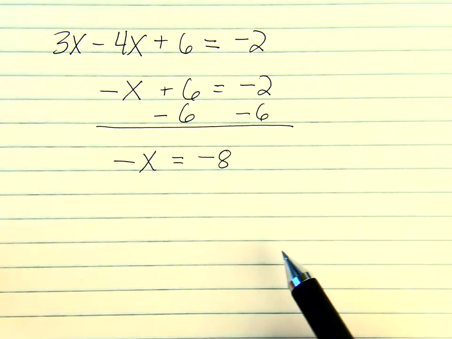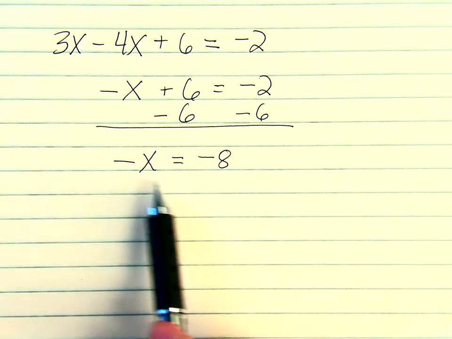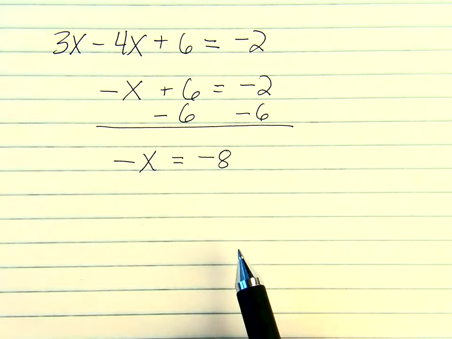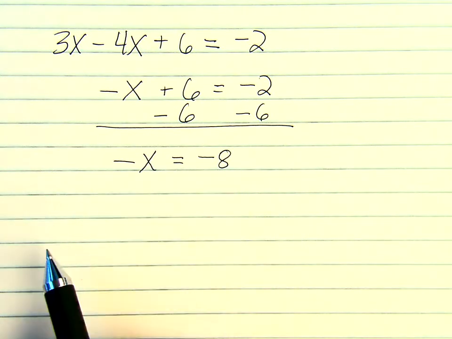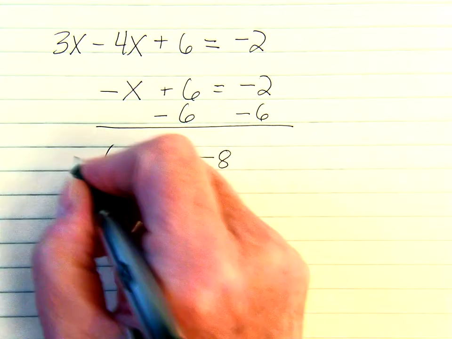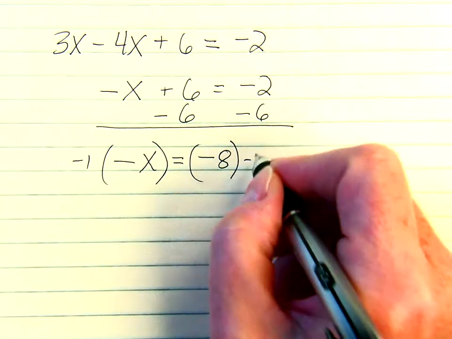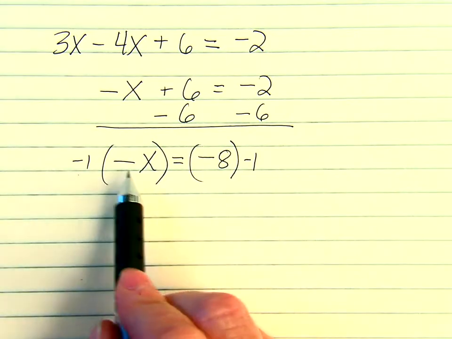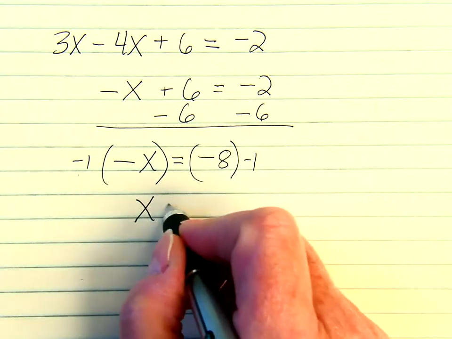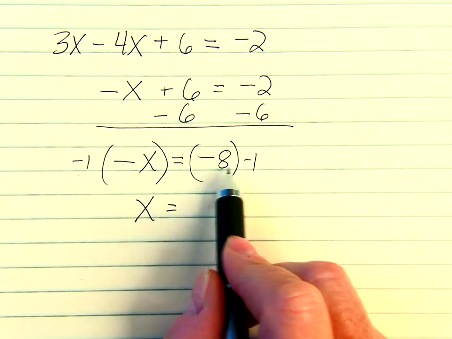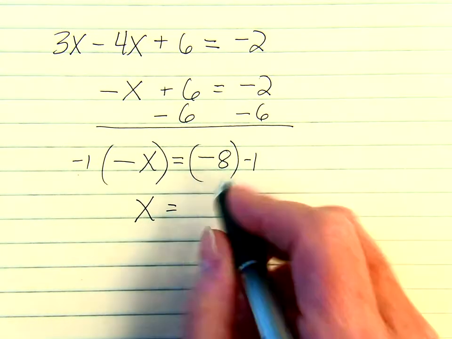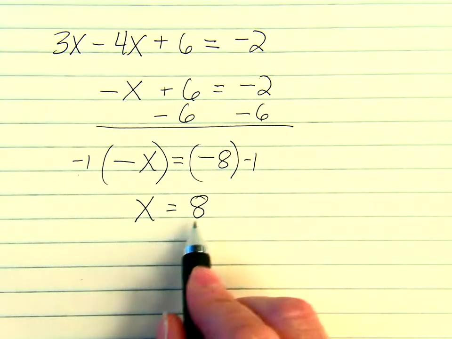Now, there's two ways to take care of this. We can either multiply both sides by negative 1, or we can divide both sides by negative 1. I'm going to go ahead and multiply by negative 1, and I'm going to say negative 1 times negative x gives me a positive x equals negative 8 times negative 1 equals a positive 8, so x equals 8.